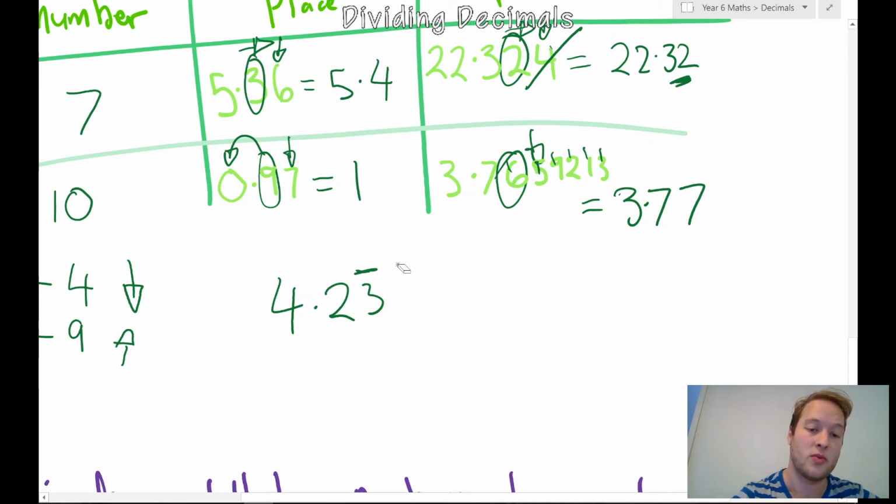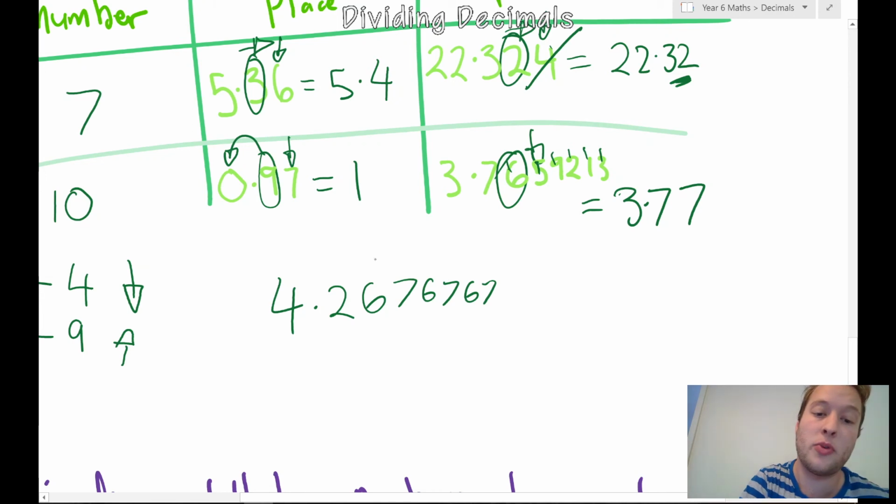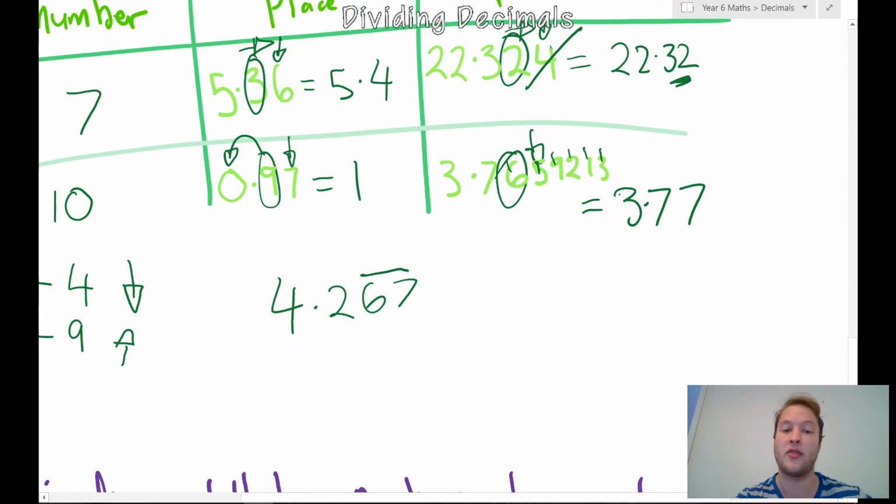If the question was not that, and the question was, what's 4.2 6 7 6 7, some kind of pattern, well then you could put the line above where the pattern starts. So it goes 6 7 6 7 6 7, and then I could write out the rest. So I just know that it just repeats from 6 7. I don't think there's any number that would do that, but there are some where there's a pattern.